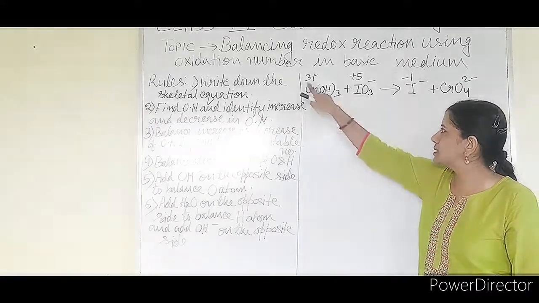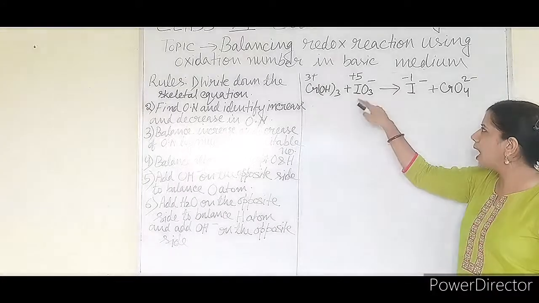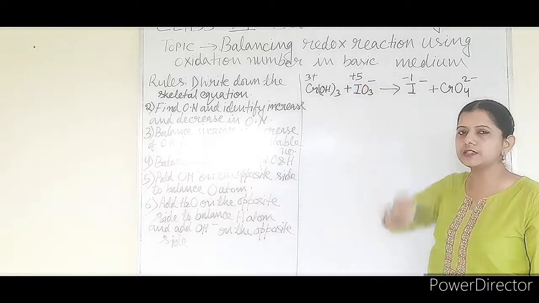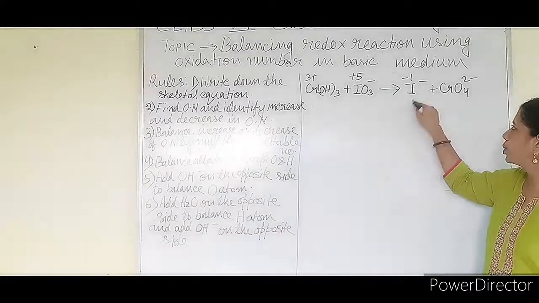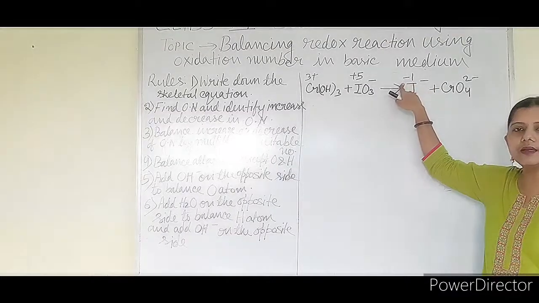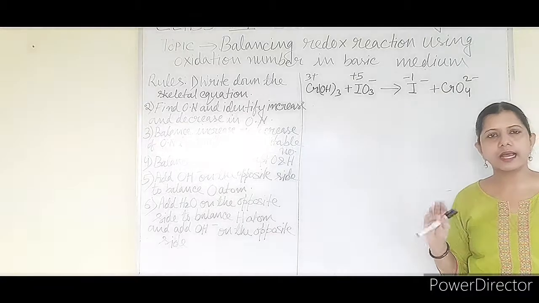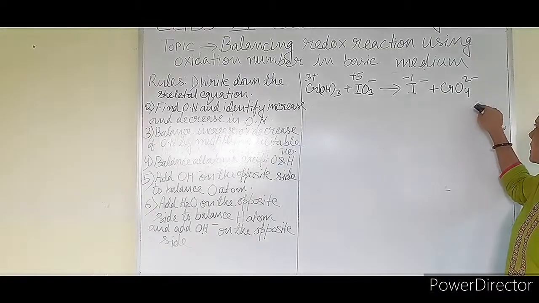Chromium in this species has oxidation number plus 3. Iodine in this species has oxidation number of plus 5 on the reactant side, and on the product side iodine has oxidation number minus 1, because I negative is written. I negative means oxidation number is minus 1.